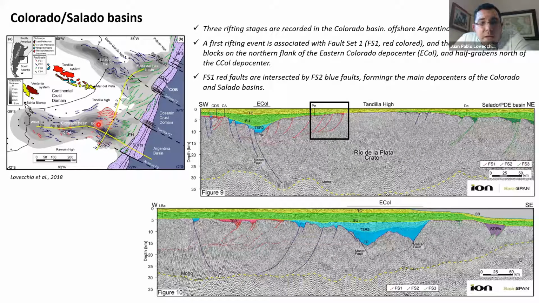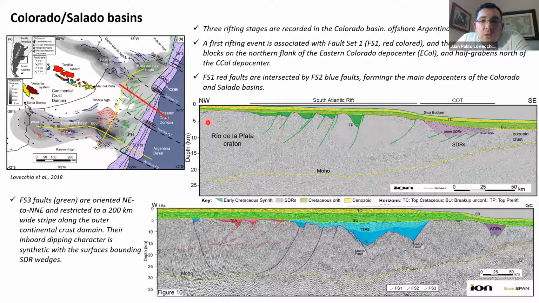And finally, here to the east, we have interpreted these faults in green, which are oriented parallel to the continental-oceanic boundary. They are producing these half grabens on the external part of the continental domain, and are associated with the SDRs, which are some volcanic wedges that form during breakup that we will see just in a minute. So these green faults are the third group of faults that we interpret that developed during the early Cretaceous, during the rifting and breakup of the South Atlantic Ocean here in the Argentinian offshore.